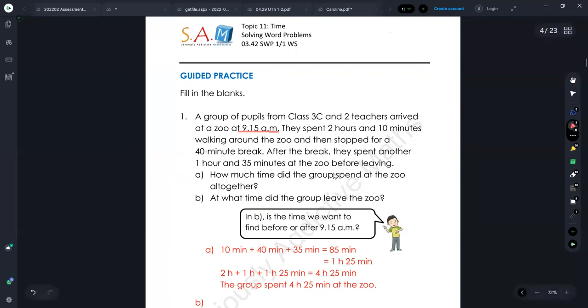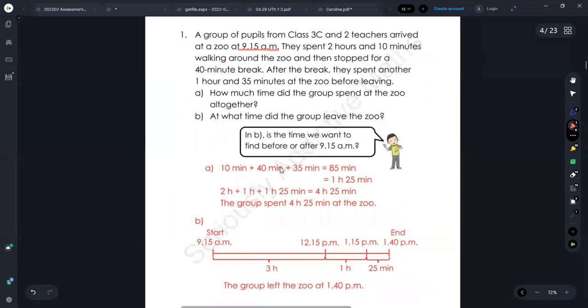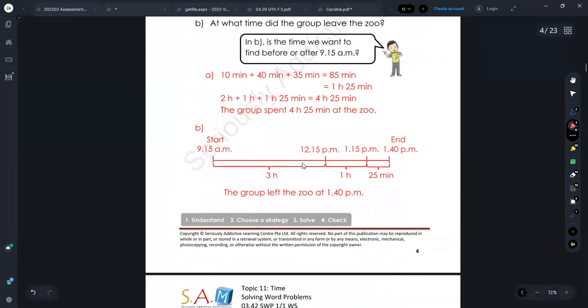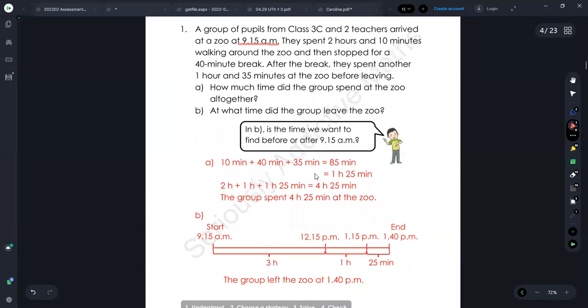So you have to calculate the duration here. Again, the duration, you remind them that there are two ways they can do it. 2 hours 10 minutes, then plus another 40 minutes, and then plus another 1 hour 35 minutes. So you leave it to them what's the best way to do it. Either convert into minutes and then do the regrouping way. Then after that, step B, now that they have to find the end time, they need to do this timeline thing. Start line, if the total is 4 hours 25 minutes, so you got to do it this way.